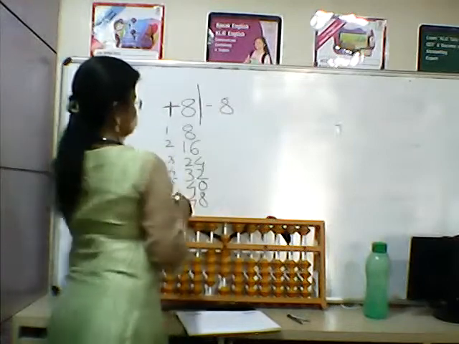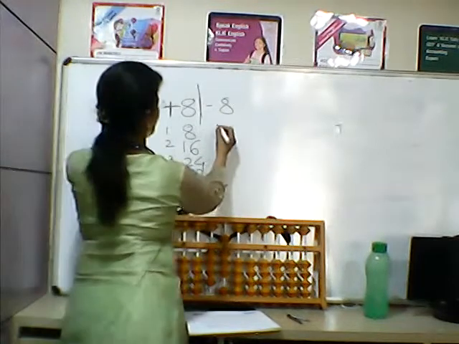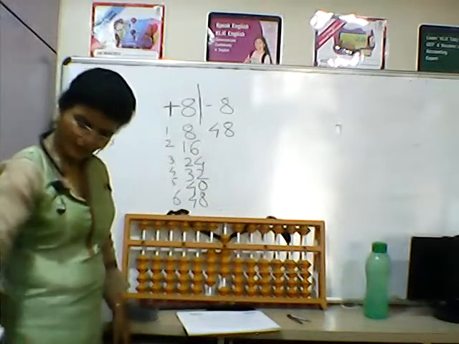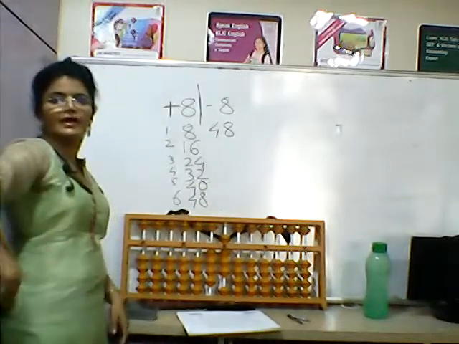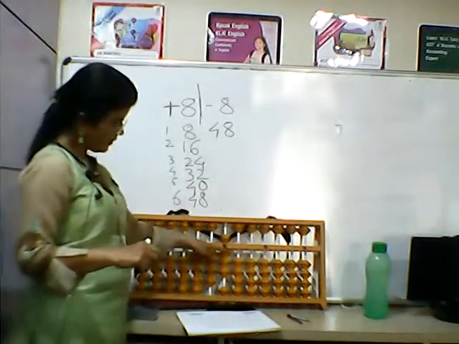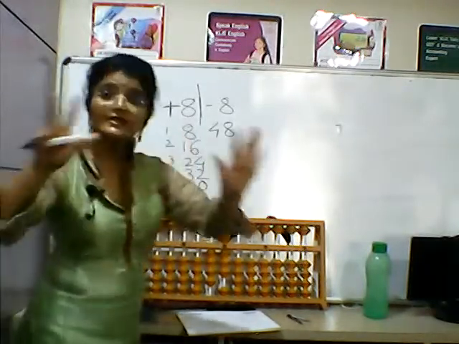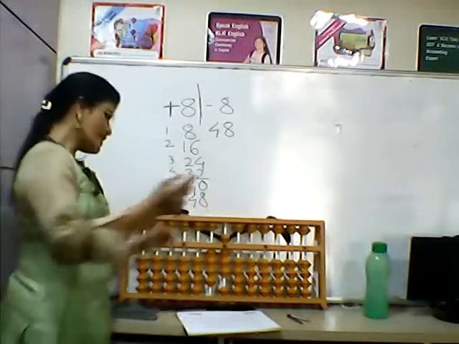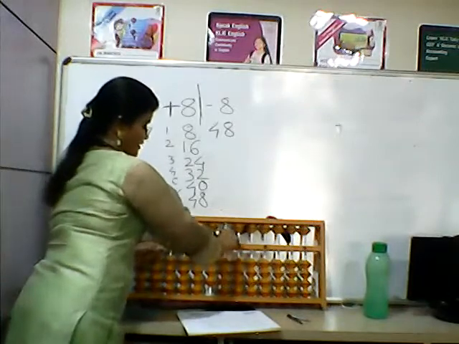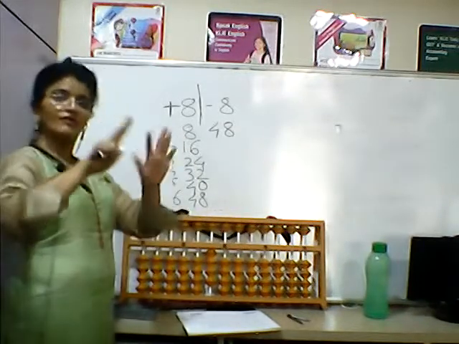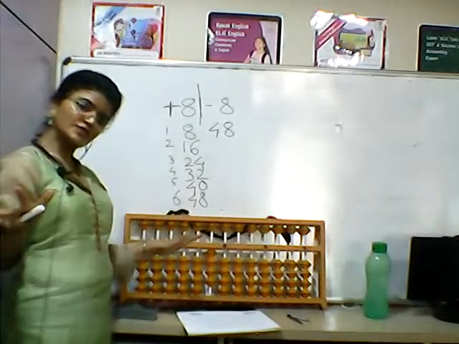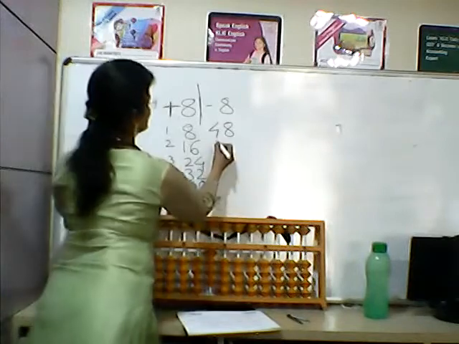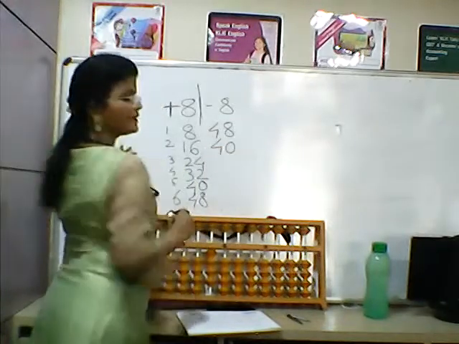Now we will do the minus 8 game. First you have 48. From 48, now we will be doing minus 8. Can you do minus 8? Yes, directly. 5 and 3, open action. So we got the answer 40. Write down the answer 40.